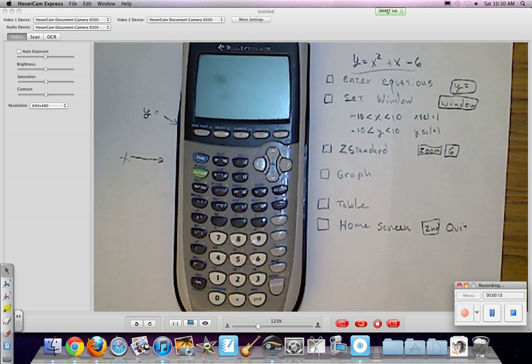So today's goal is to get you guys to learn how to graph equations. We're going to graph this equation right here. We're going to enter the equations, set the window, graph it, and then we're going to look at the table function.